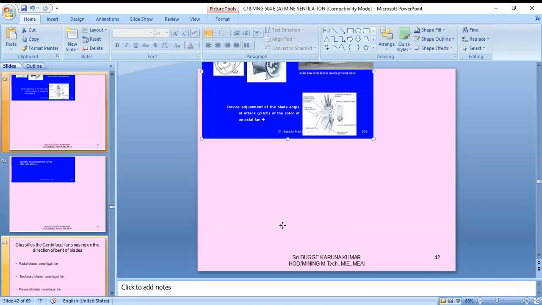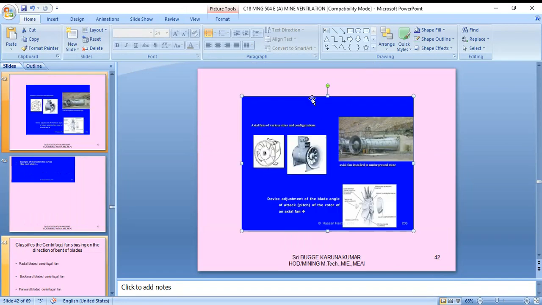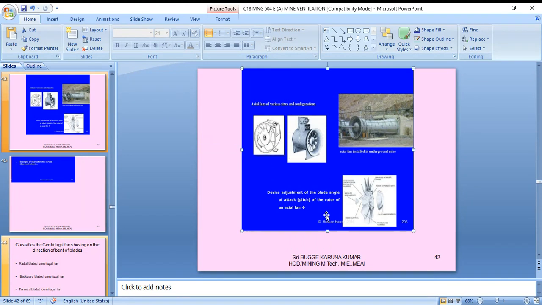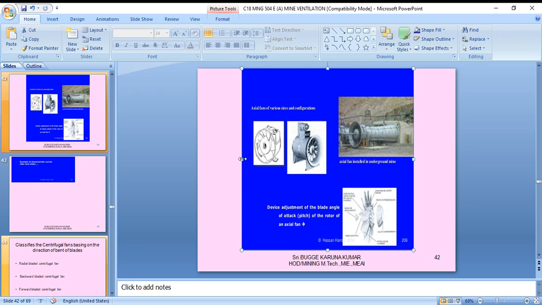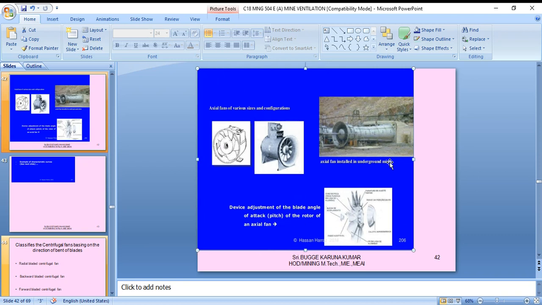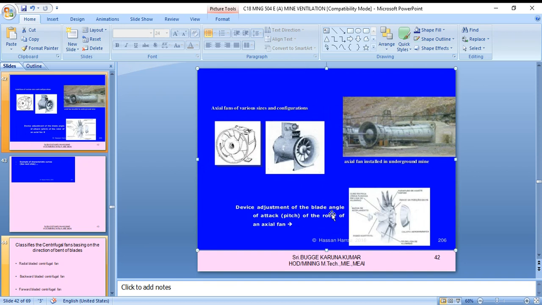Here I am showing the different types of fans for the purpose of understanding. See, to easily understand which is the centrifugal fan and which is the axial flow fan. Right, see that. The installation mode is also there.